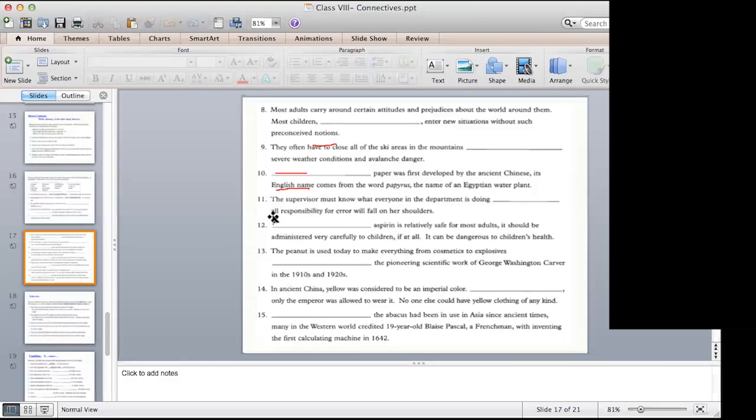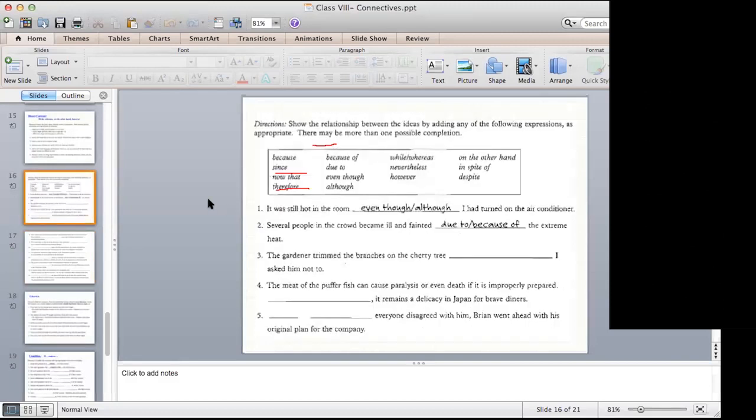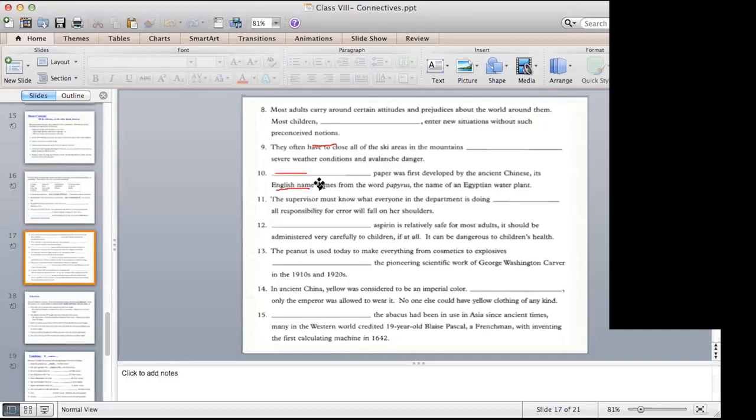Because all responsibility for error will fall on her shoulders. Now, aspirin is relatively safe for most adults. It should be administered very carefully to children, if at all. It can be dangerous to children's health, okay? So we're going to use here "although" or "though": Though aspirin is relatively safe for most adults, it should be administered very carefully to children.